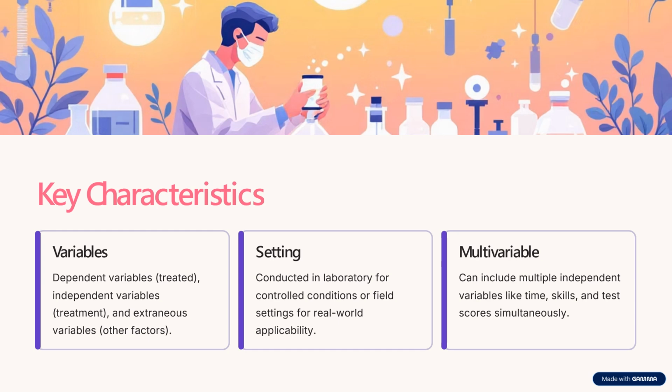The following are the key characteristics of experimental research. They are variables, such as dependent variables, independent variables, and extraneous variables. Setting: conducted in a laboratory for controlled conditions or in field settings for real-world applicability. And multivariable: it can include multiple independent variables like time, skills, and test scores simultaneously.